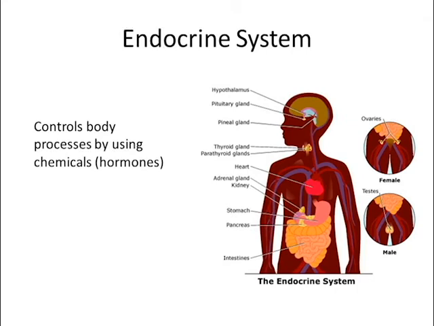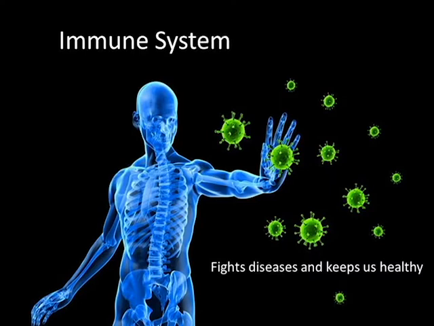Right? So if any of you guys have heard of insulin, that controls how much sugar is in your blood, right? So lots and lots of different stuff is controlled by hormones in our bodies. All right, our immune system. This is our system that fights diseases and keeps us healthy.